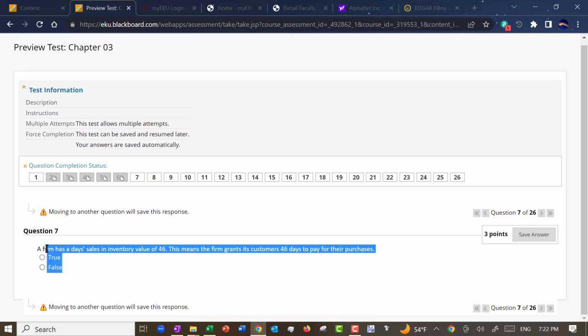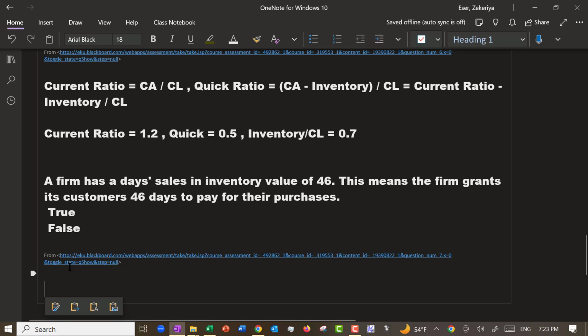Okay, let's copy this one too. Firm has a days' sales in inventory value of 46. This means the firm grants its customers 46 days to pay for their purchases. True or false? Anyone? Why?